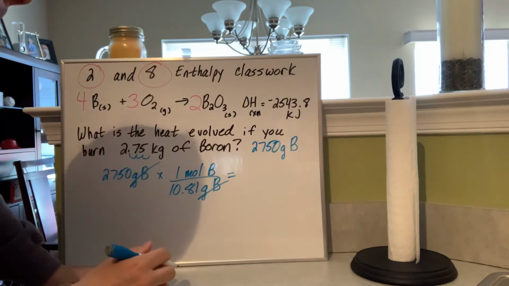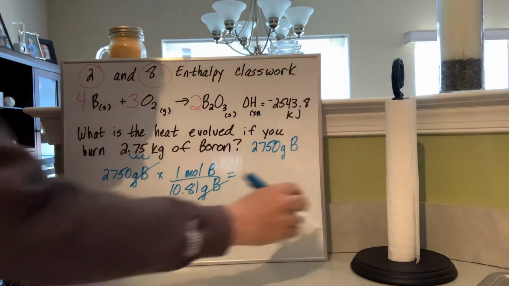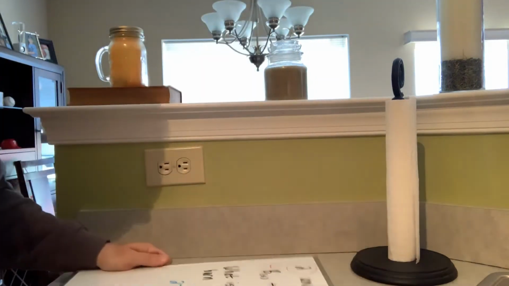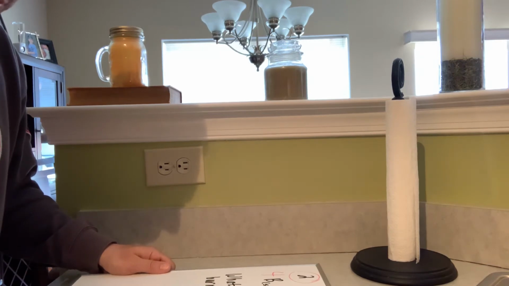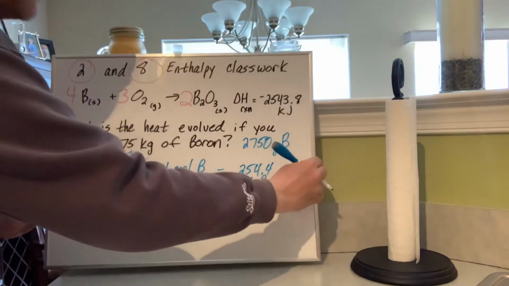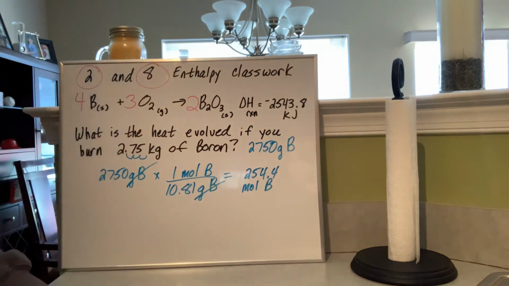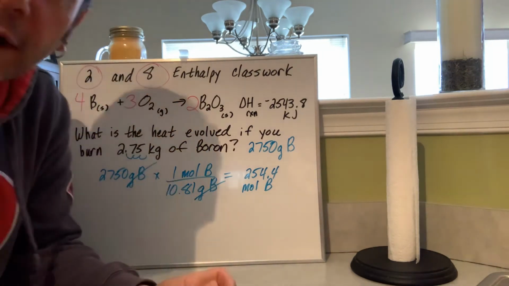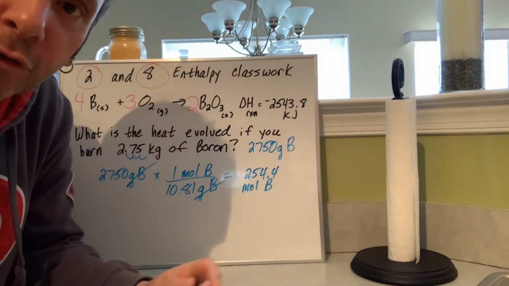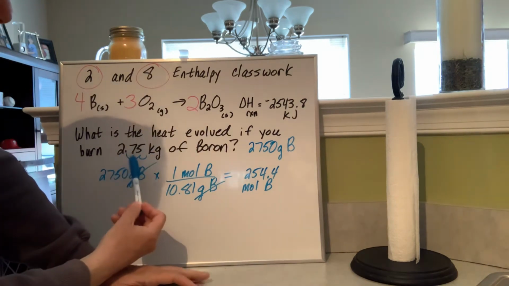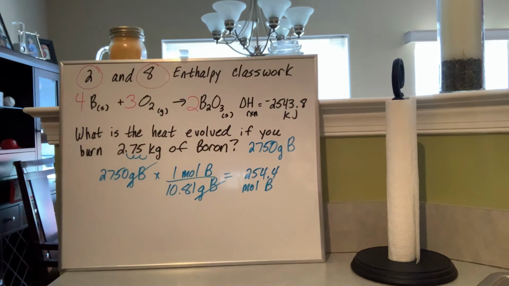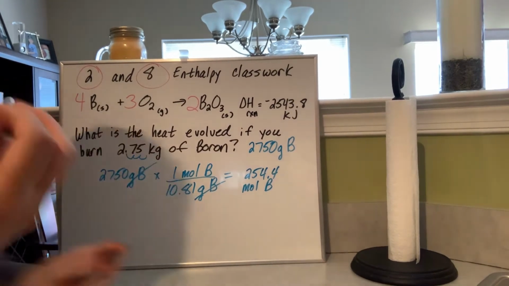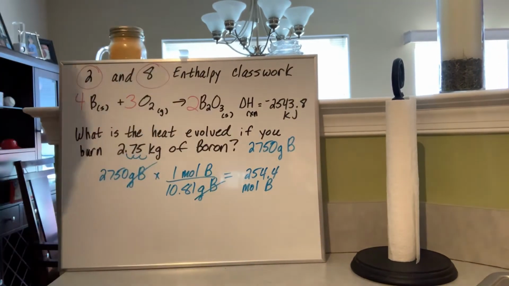So you know what? I don't care about sig figs. When I did the calculation earlier, I came up with 254.4 moles of boron. And you might be like, that's an awful lot of moles. Well, yeah, it's an awful lot of moles because it's an awful lot of grams. It wasn't 2.75 grams, it's 2.75 kilograms. Yeah, that's going to end up being a lot of moles of boron.